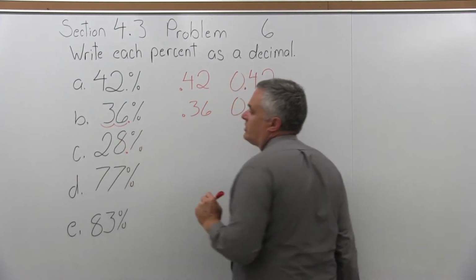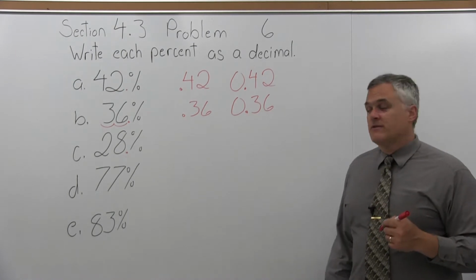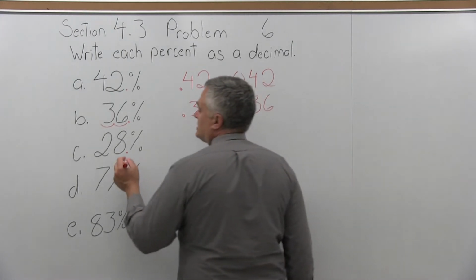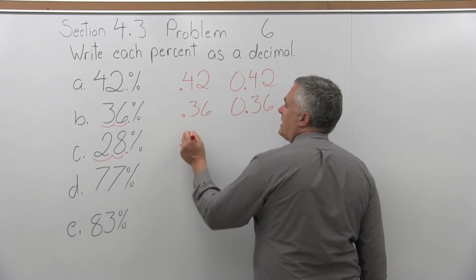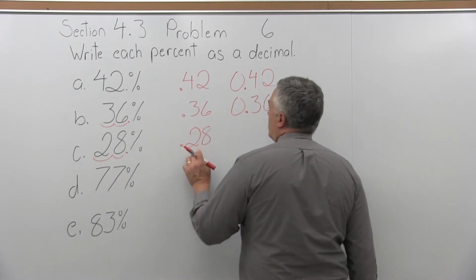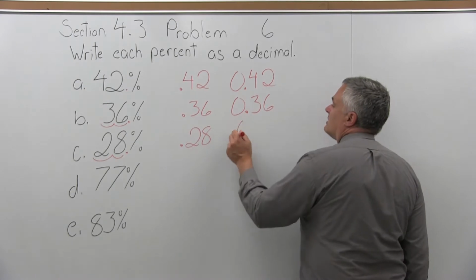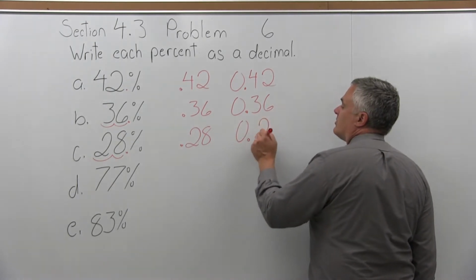Part C, 28%, same process. Put in a decimal point. You can assume it's at the far right, to the right of the 8. If you move it 2 positions to the left, it'll go in front of the 2, making it 0.28. And if you like, you can leave it as .28. That's okay. Or some people like to put a 0 in front, 0.28.